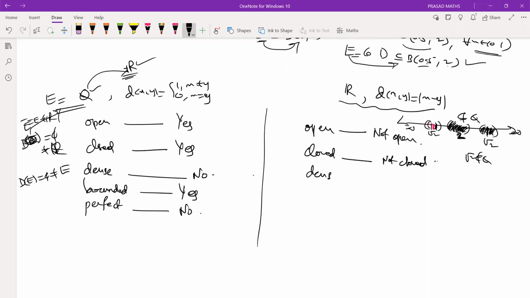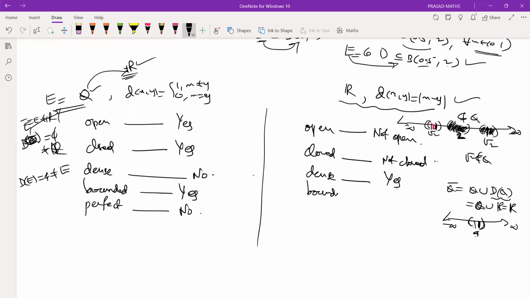Next, is it dense? Yes, because Q closure is nothing but Q union its derived set. So what is my derived set with respect to the usual metric? Every real number is a limit point, because you take any real number A and any neighborhood, it contains at least one point other than A. Therefore, A, an arbitrary point, is a limit point. Therefore, what is Q union its derived set? R itself. Therefore, it is dense.